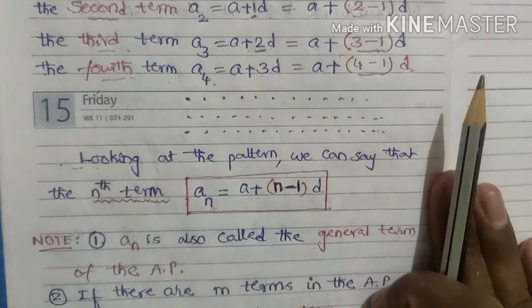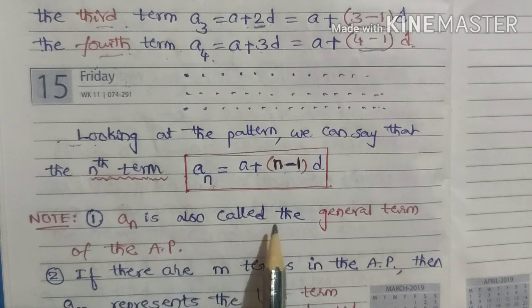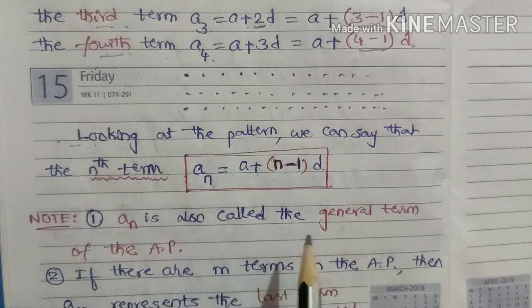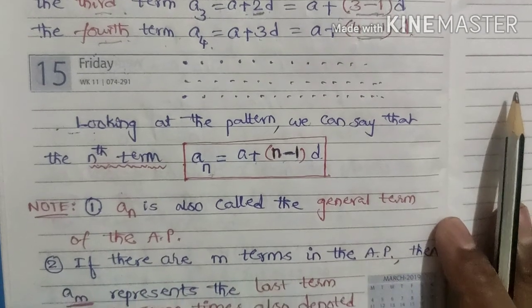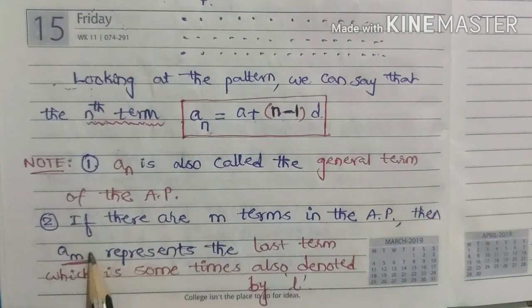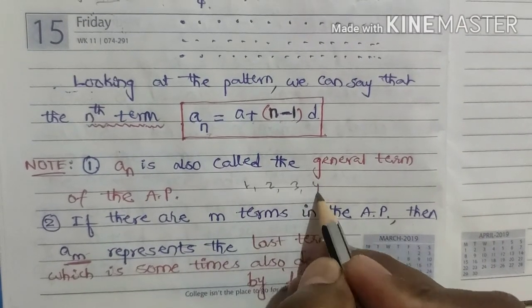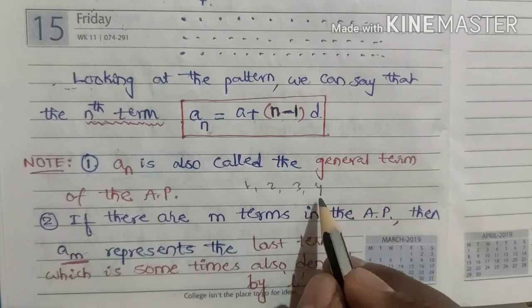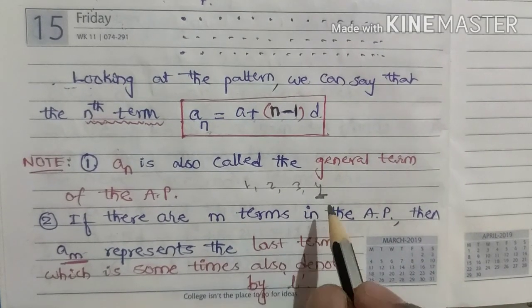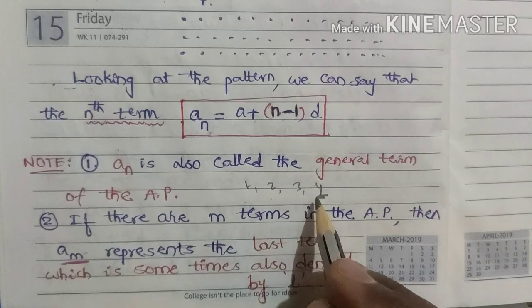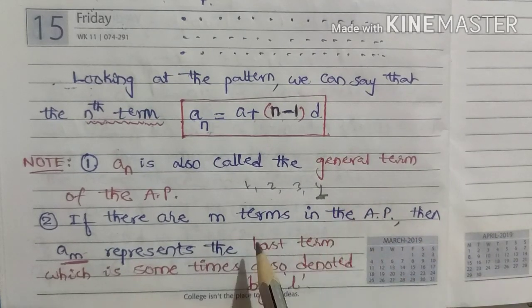Here, what is An? An is also called the general term of the arithmetic progression. In case there are m terms in the arithmetic progression, then Am represents the last term. If you have 4 terms, for example 1, 2, 3, 4 in AP, then the fourth term will be the last term. So A1, A2, A3, A4: A4 will be the last term.